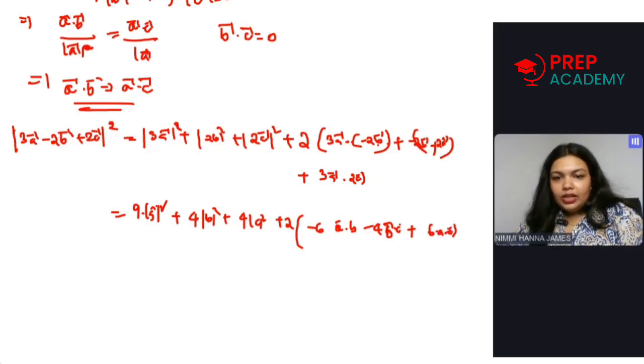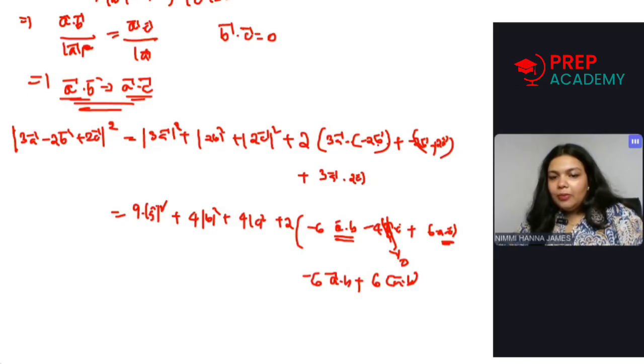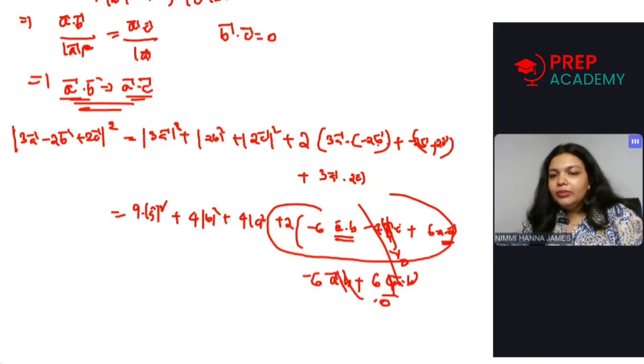Okay, now here we have b dot c is equal to 0. So this term will be equal to 0. And also we have a dot b is equal to a dot c. So a dot b is equal to a dot c means we can write that as minus 6 into a dot b plus 6 into a dot b. That is, that will also be 0. So this whole term goes to 0. Okay, so what is remaining is only this.